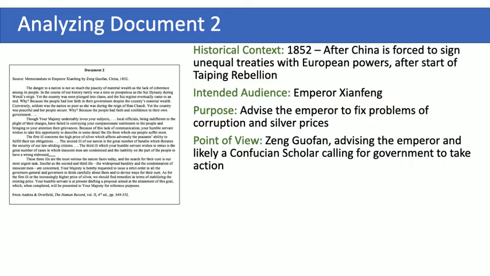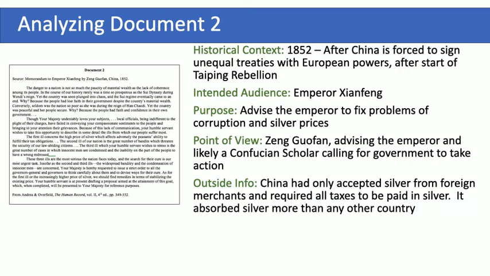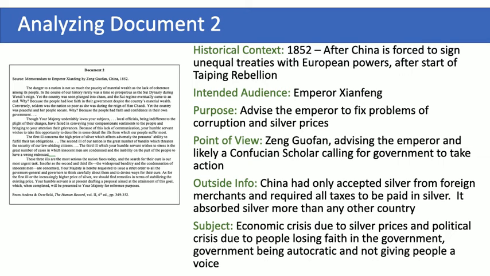Again, what outside information would help me make this document understandable is knowing that China had only accepted silver from foreign merchants and required all taxes to be paid in silver. It absorbed more silver than any other country. So this relates to the subject of the economic crisis. So this relates to the problem because it's about the economic problems due to silver prices, and it's about political problems due to people losing faith in government. We already know there's a Taiping Rebellion going on. The government is being autocratic. It's not giving people a voice.